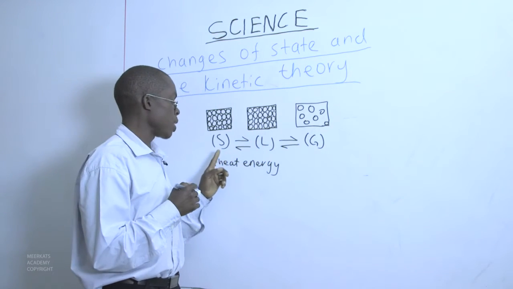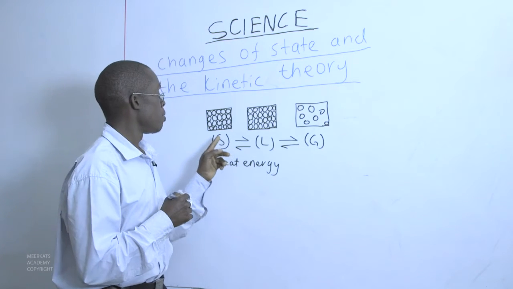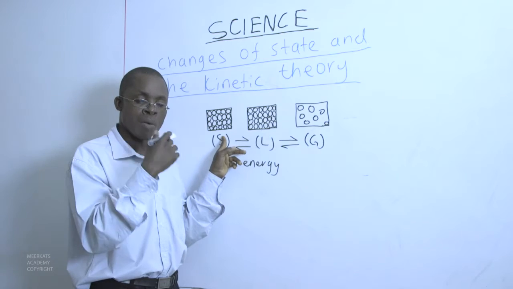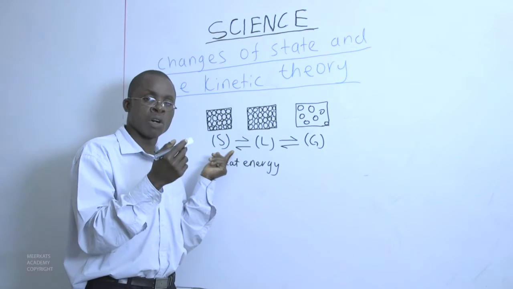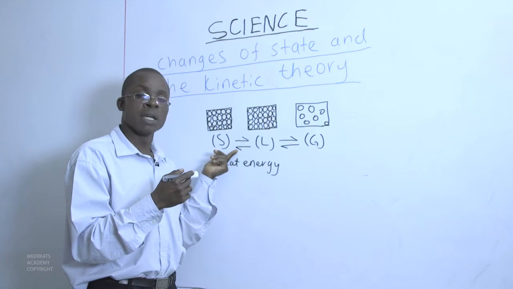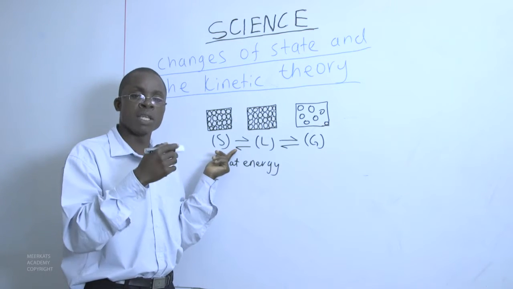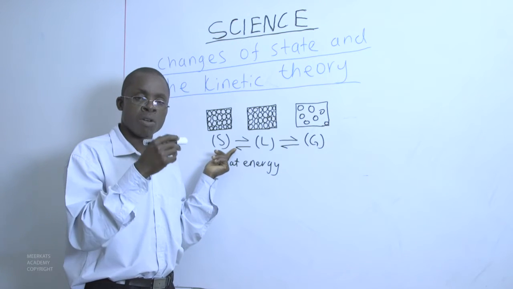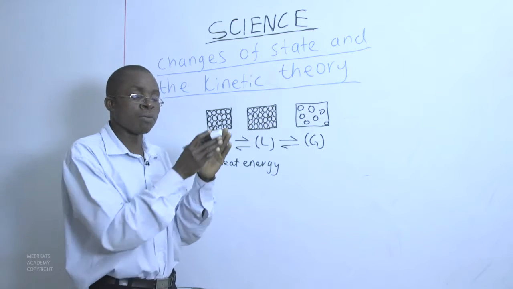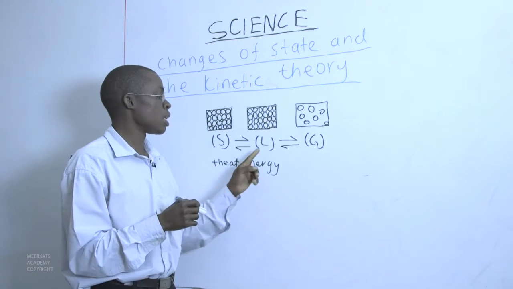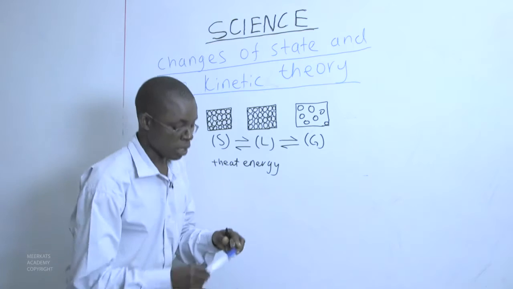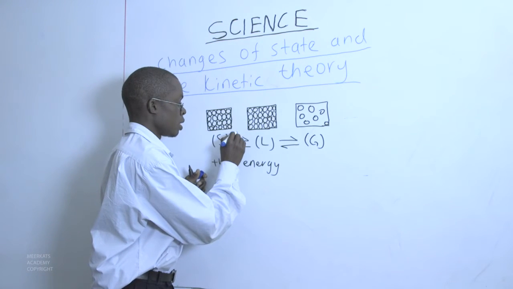The answer in this: the particles, having gained more energy, become more vibrative. And by being more vibrative, you now break the forces holding the particles together. And by breaking the forces holding the particles together, the particles start rolling over each other. And as they roll over each other, they start assuming a different state, because you are rolling from still, now you are rolling. They assume a different state, and that state is a liquid, a process we call melting. So at this point, we shall call the process melting.